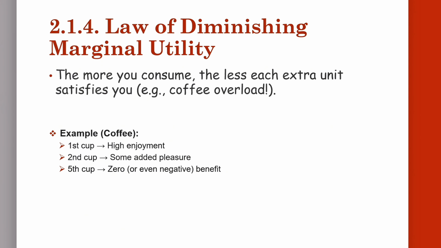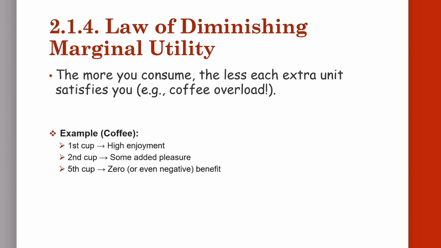This leads us to one of the core principles in consumer theory, the law of diminishing marginal utility. It states that as a person consumes more units of a good, the additional utility from each extra unit decreases. That's why the first spoonful of ice cream feels heavenly, but by the 10th, you are done, right?